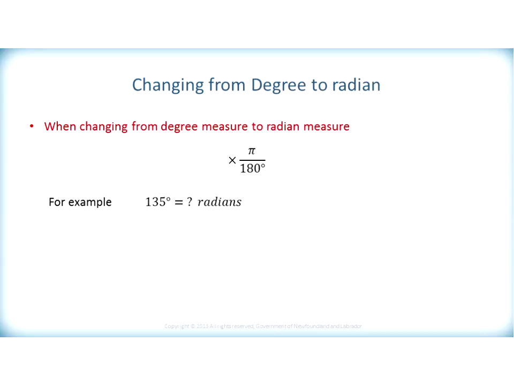We could also change from a degree to a radian measure. When changing from degrees to radians, we just multiply by the reciprocal of what it was from radians to degrees. We're going to multiply by pi over 180. So if we take 135 degrees and try to change it to a radian measure, we multiply it by pi over 180. We really just have to simplify the fraction of 135 degrees over 180 degrees. That will give us 3 pi over 4 radians.